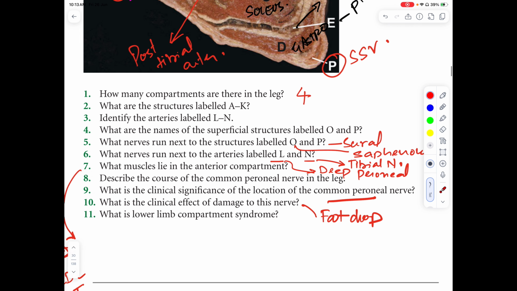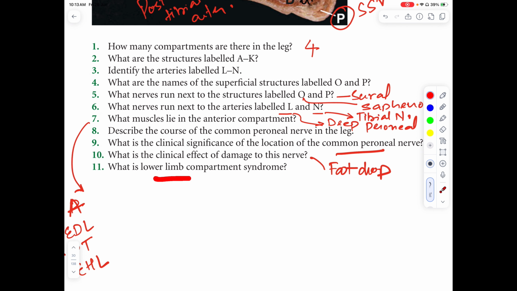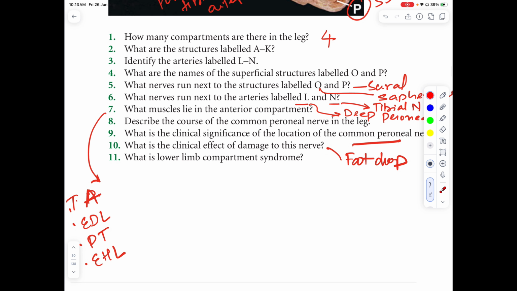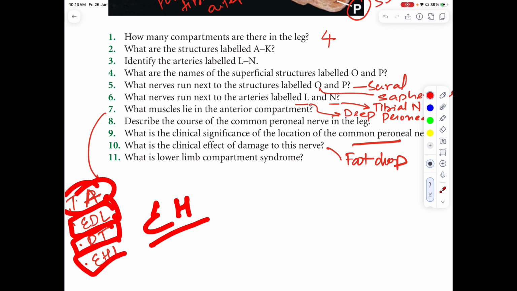Foot drop. What is in the anterior compartment of the lower limb? Tibialis anterior, extensor digitorum longus, peroneus tertius and extensor hallucis longus. These are the extensor muscles.